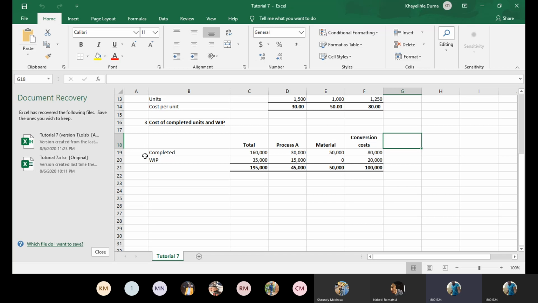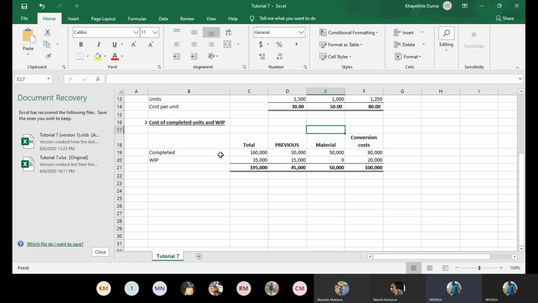That's another problem. Okay, the completed units on the previous process, which was process A. Let me write here previous process, because that's what we said. And then the completed units, they were 1,000, right? So to get the cost, you'll say the completed units multiplied by the cost per unit, which was 30. Then you'll say 1,000 multiplied by 30, and you'll get 30,000. 30 multiplied by 1,000 is 30,000, right?